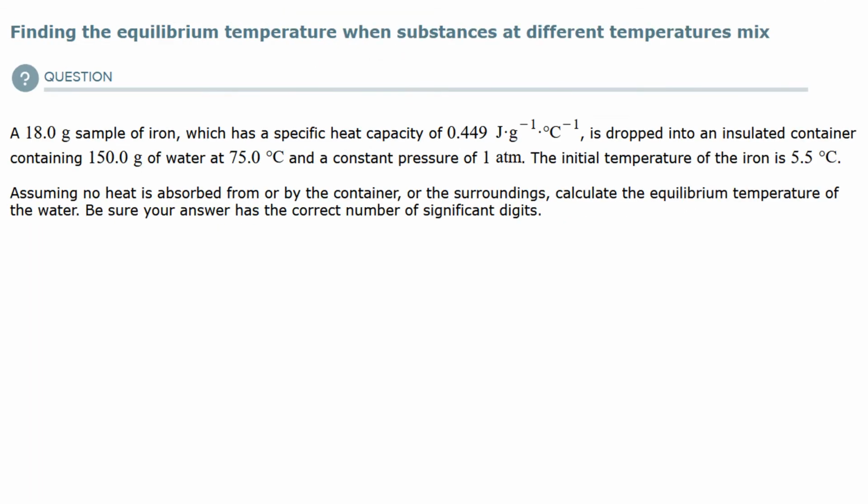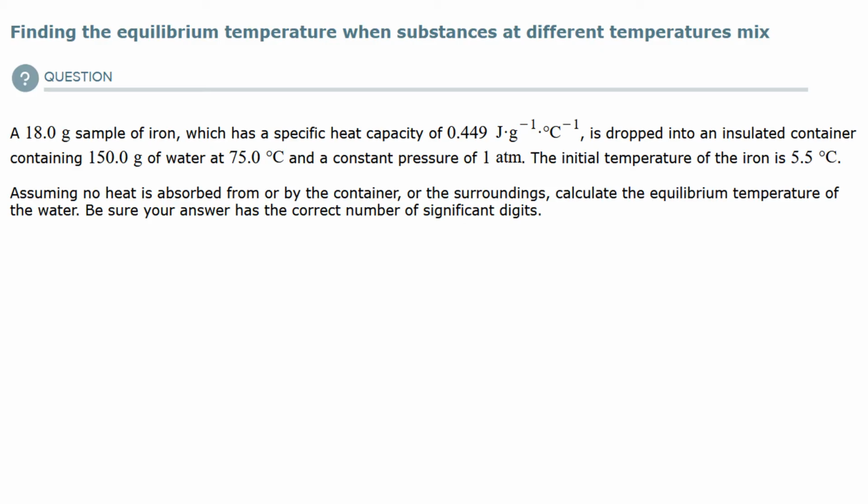There is a trickier incarnation of this problem. It is almost exactly the same in terms of the setup. So what do we have here? We have 18 grams of iron. Again, we're given the specific heat capacity. Again, we're putting it in water, which is at 75 degrees centigrade. We have 150 grams. And we know the initial temperature of the iron and the initial temperature of the water.